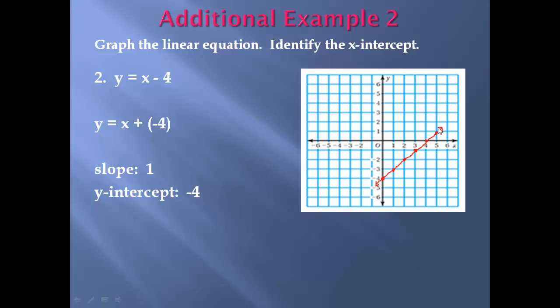And now I want to look and find the x-intercept. So I'm trying to find where this line crosses the x-axis. I can see from my graph that it's going to cross the x-axis at 4. So my x-intercept is 4.